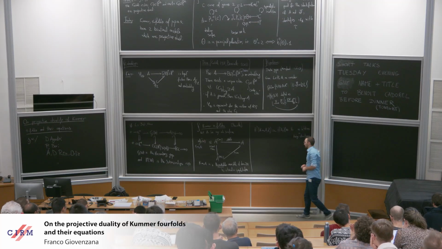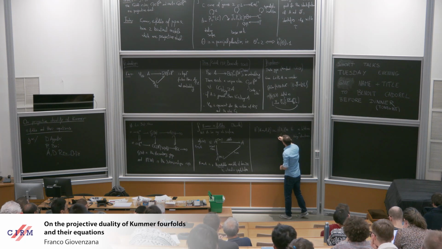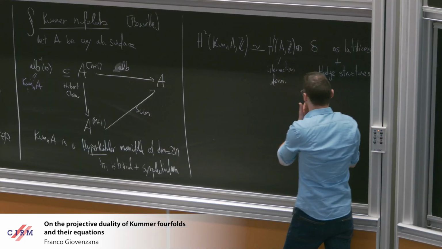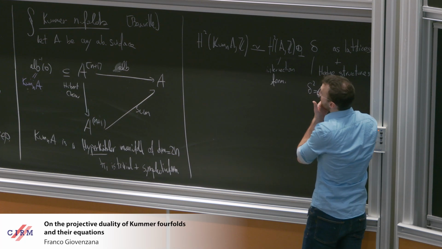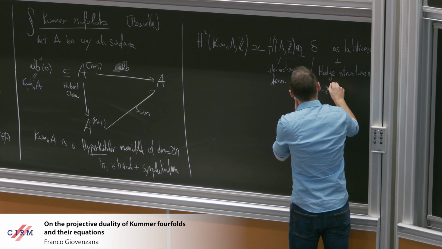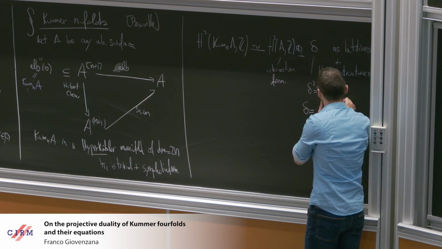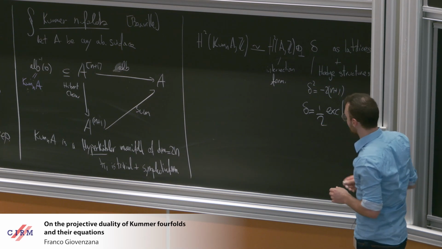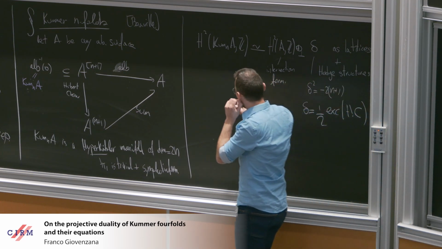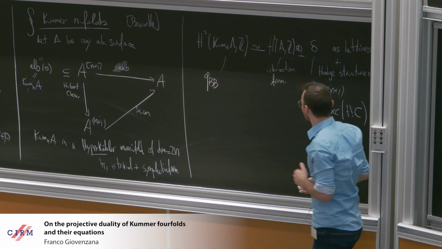So what are the lattice structures on both sides? Here I have the intersection form, and I declare this to be orthogonal and that the square of delta is equal to minus 2n plus 1. And delta is half of the exceptional divisor of the Hilbert-Chow morphism, which I had there. And on the other side, I have what is called the Beauville-Bogomolov-Fujiki form.